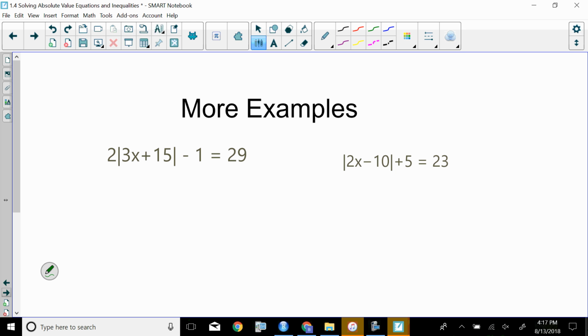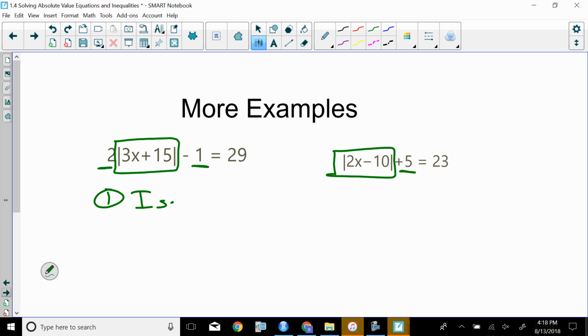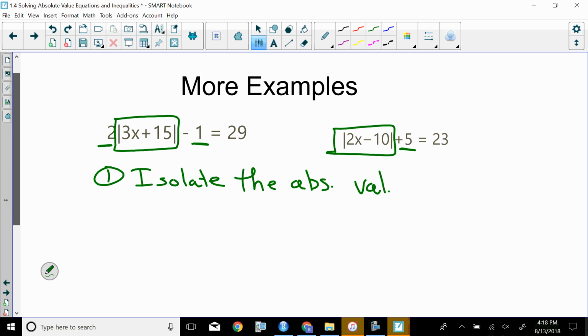Now that you had a chance to pause the video and write down the problems, I need to talk about these before we can actually do them. Here, we got a bit of a problem. The absolute value is the box part. And it's not isolated. Meaning that 2 right here is messing with me, so is this negative 1, and so is that subtraction of 1 and that addition of 5 on the other one. My first step is to isolate the absolute value. That box part's got to get isolated.